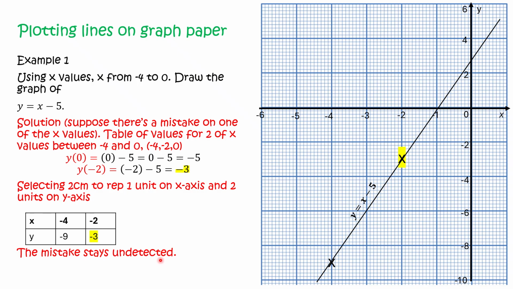But if you just have 2 points, then you are likely to make mistakes and go away without realizing that you have made a mistake. In your thinking, you might assume that you've answered the question well, when you might have made a huge mistake. So take note, we need at least 3 values.